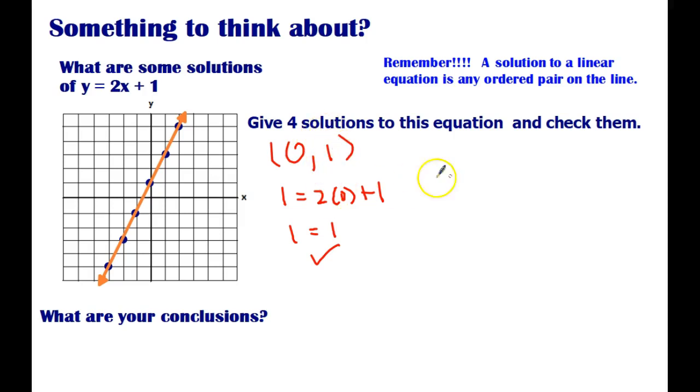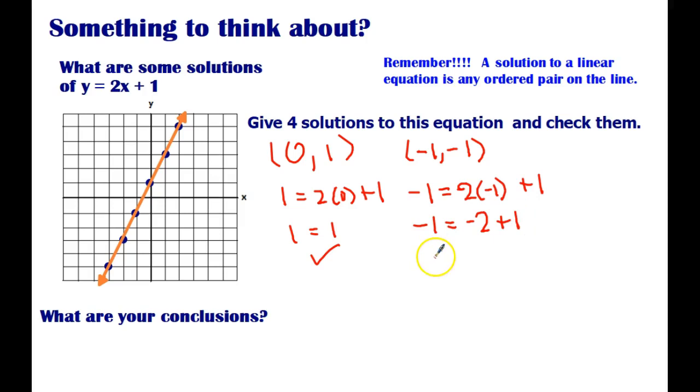Input, get my output. Another solution would be -1, -1. It's on the line, and we can see this because when we put in our input of negative 1, my output is 2 times negative 1 plus 1. 2 times negative 1 is negative 2. Negative 2 plus 1 is negative 1. It makes the equation true. That's why it's a solution.